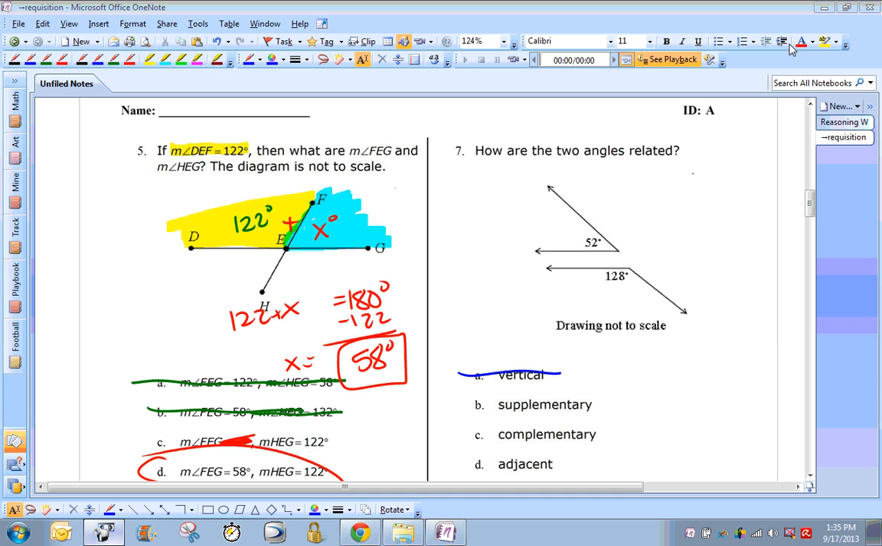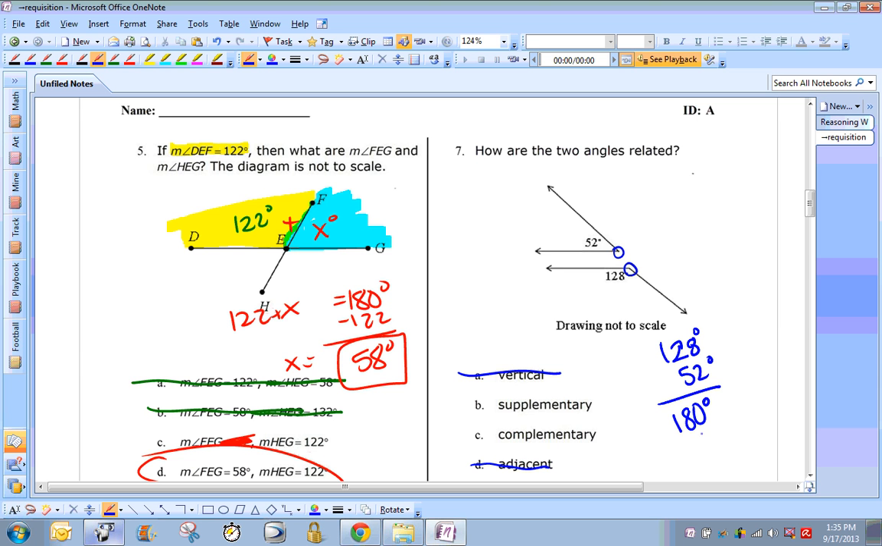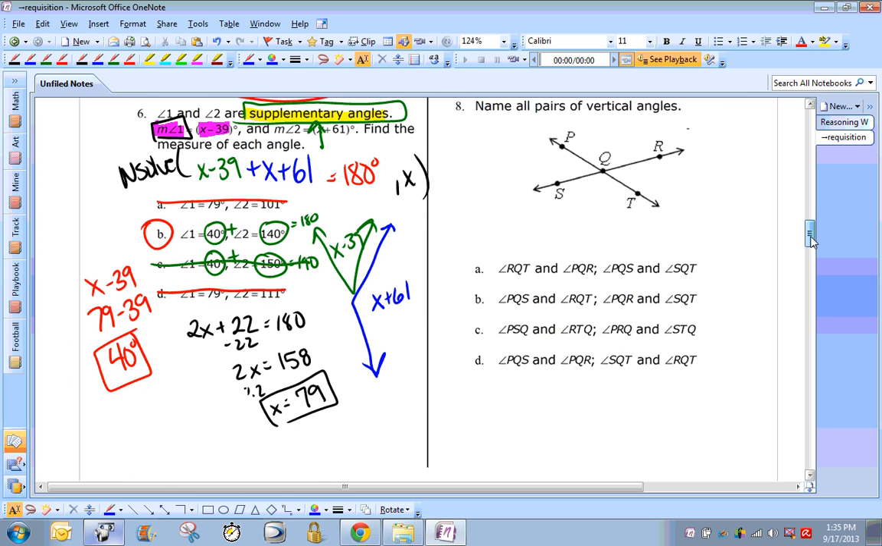Sorry about that. Now, we know adjacent means that they share the same vertex. Unfortunately, these two don't share the same vertex, so we know they're not adjacent. What we have to look at is their measures. One of them is 128 degrees. The other one is 52. When we add them together, we should get 180. Now, which one of these terms means we add up to 180? Supplementary. So we're good. Should be B.